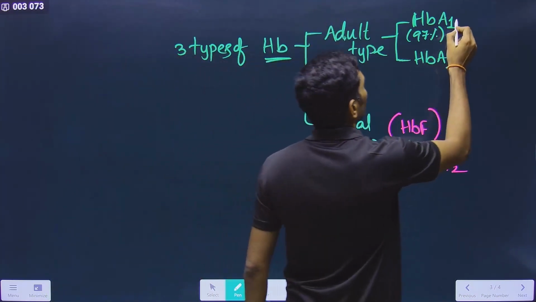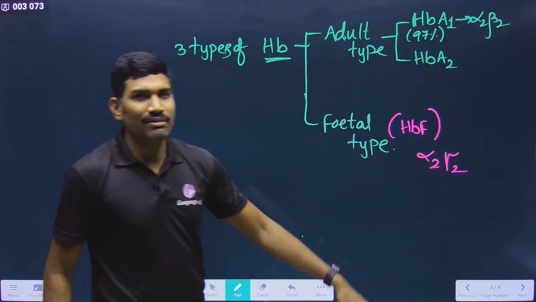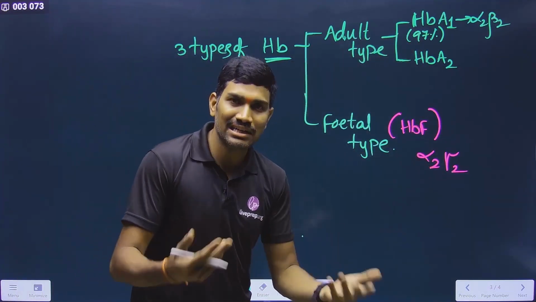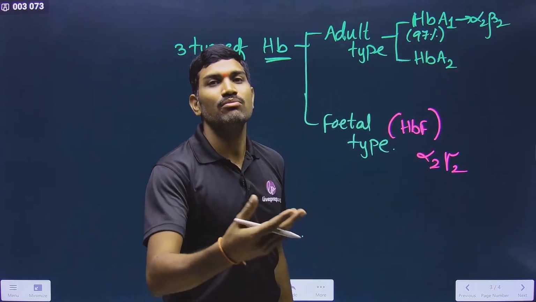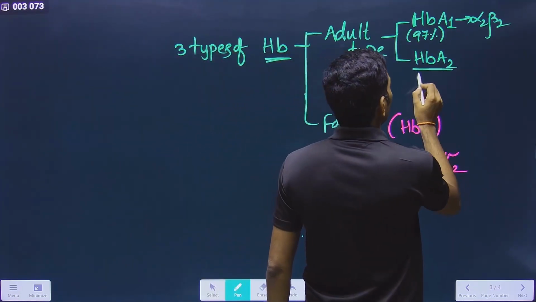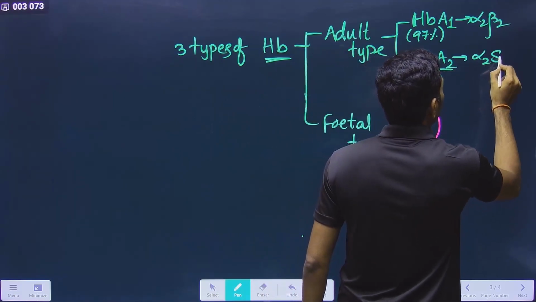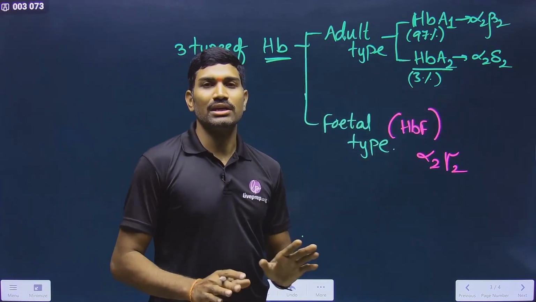And that is what we are regularly studying. This is alpha 2 beta 2 type, simply called the adult type. More specifically, it is called adult 1 type because it is more present. The other type is very little, just 3%, and it is alpha 2 delta 2. A different type of protein, delta, is present.